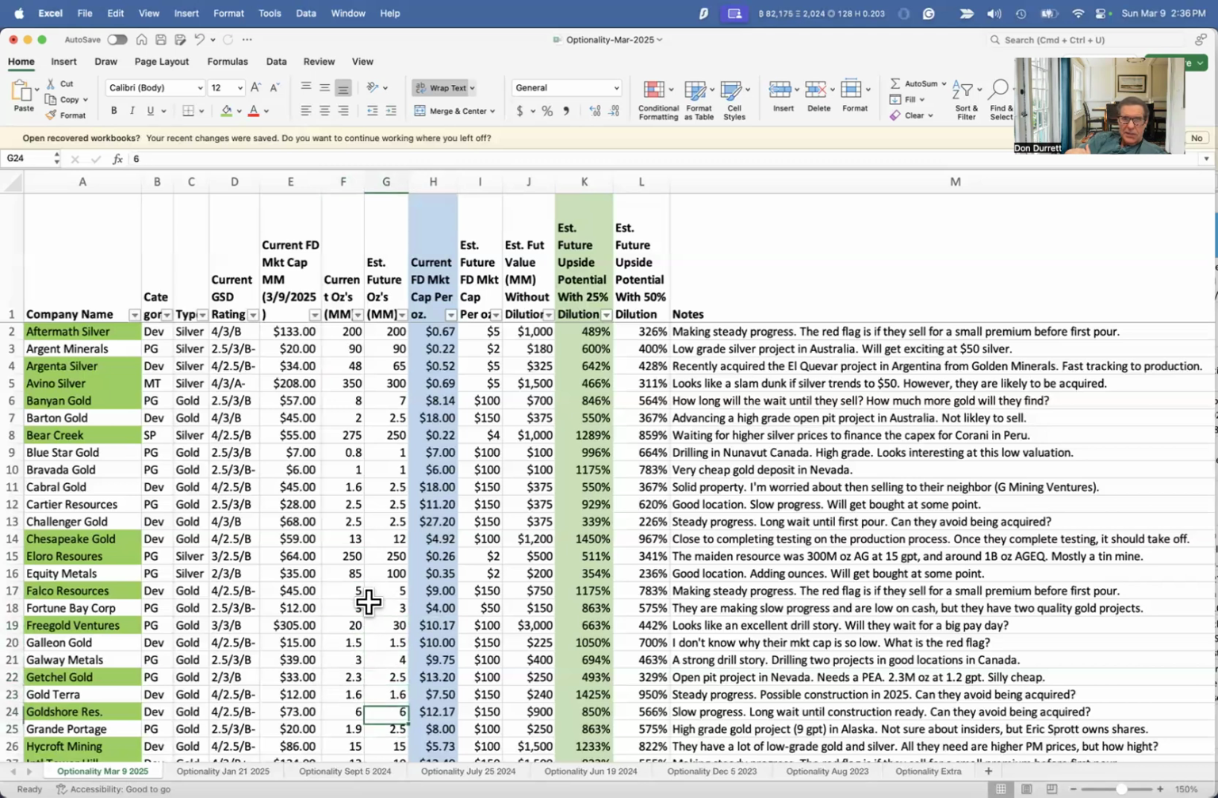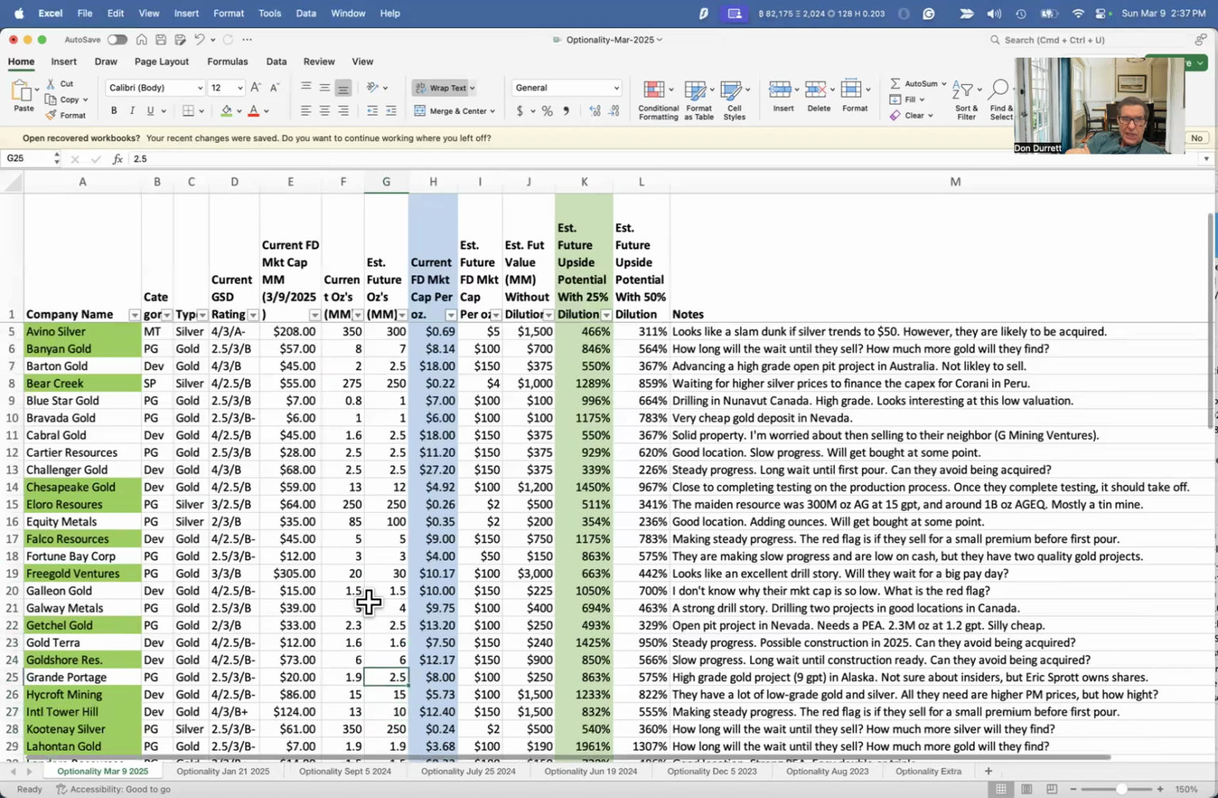Getchell's in Nevada, paying $13 in the ground, which is pretty cheap. I don't think they'll sell for less than 50, but I don't know how much patience they have. But it's a fairly advanced project in Nevada. It's very cheap. Getchell and Lahontan are my two optionality plays, really cheap. Getchell's 13, Lahontan's like $3. Gold Shore, 6 million ounces of gold in a good location. This thing will get sold.